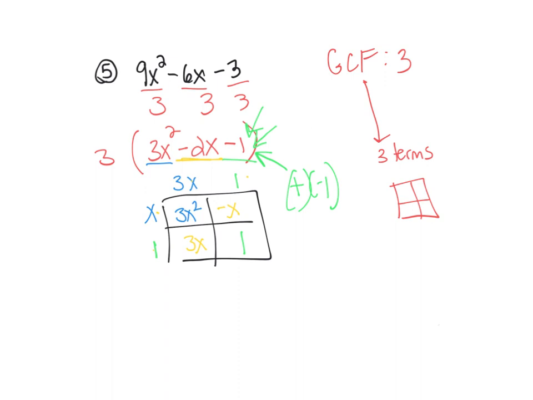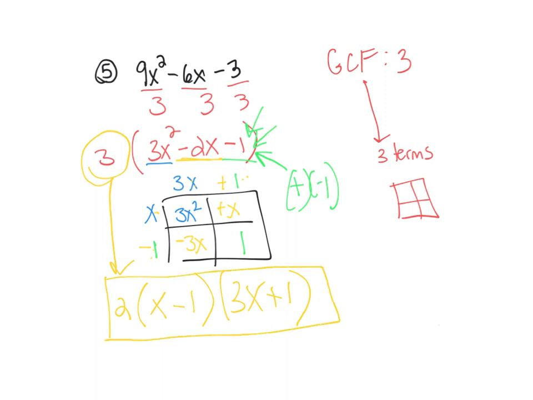I need to put the negative sign here and the positive sign here, so that negative 1 times 3x would be negative 3x, and x times 1 would be positive 1x. And what would happen then is when I combine these like terms, I'm going to get a negative 2x. And so then my factors for this would be x minus 1 and 3x plus 1. And then I took out a GCF, so I've got to remember not to forget that. Put that GCF of 3 there. And there's my answer.